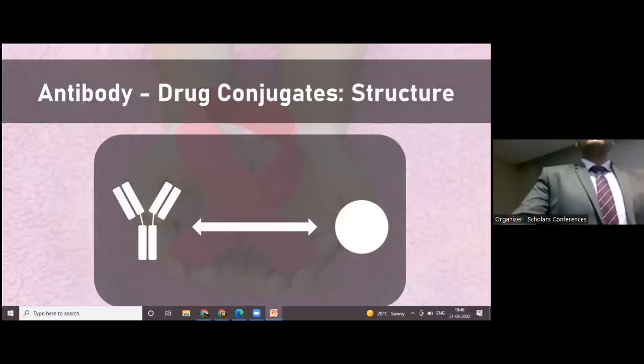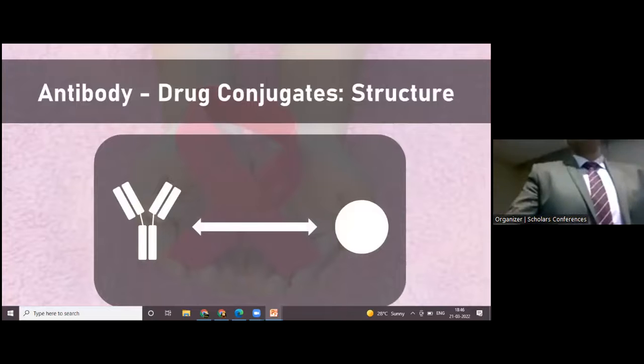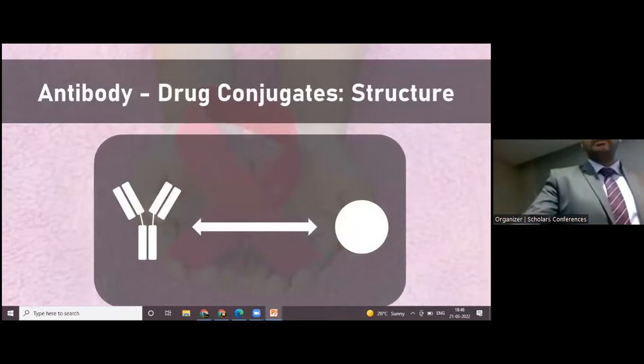The linker is usually stable in the circulation, but it's easily cleavable in the cell. And the cytotoxic drug, for example, chemotherapy.